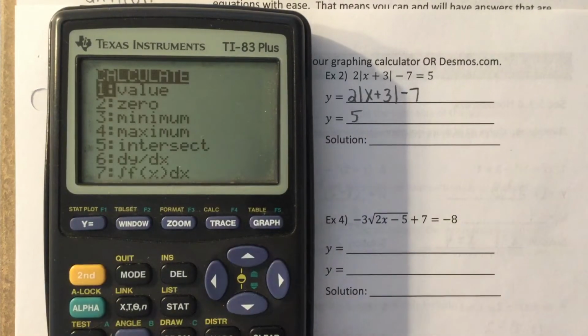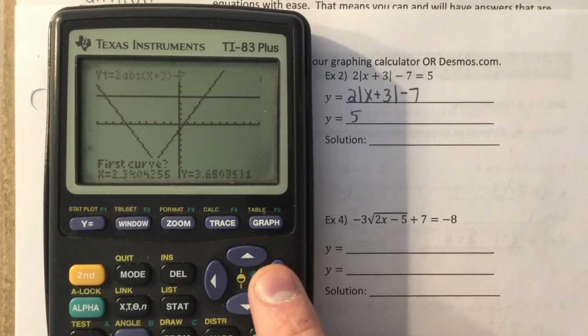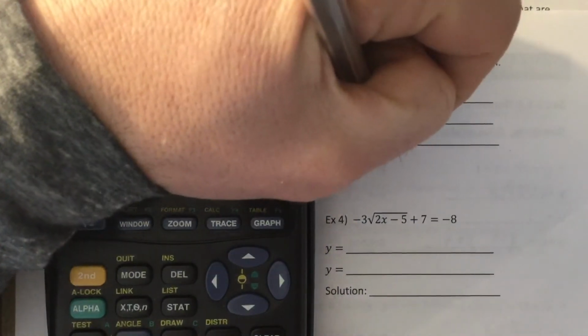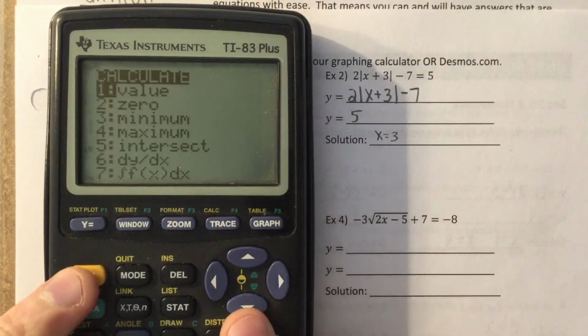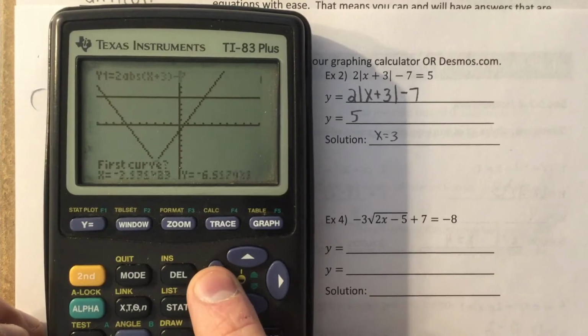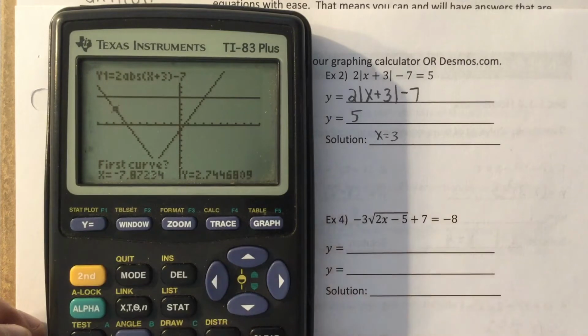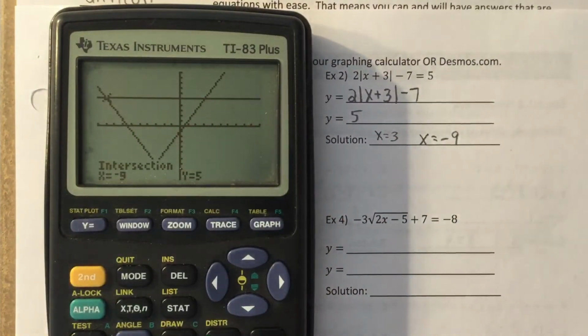So second calc, 5 for intersect. I'm just going to scroll close to this intersection to start. Press enter 3 times. And I get x equals 3. Second, repeat it for the other intersection. Second calc, 5 for intersect. I got to scroll over to the other one now. Closer to it now, so I press enter 3 times. And x equals -9. Again, I'm only using my x values because there's only x's in my original problem.